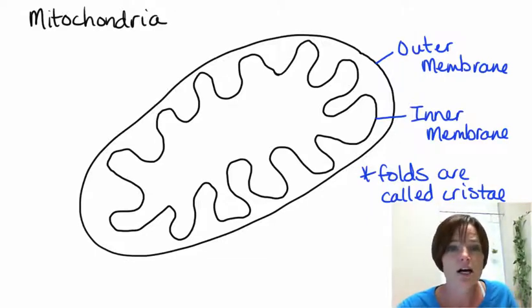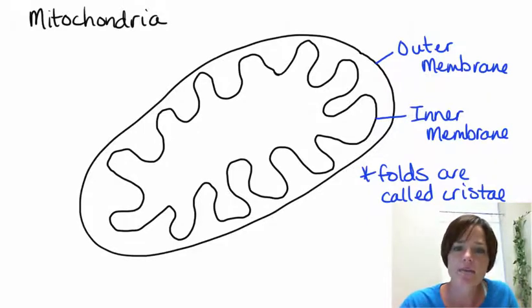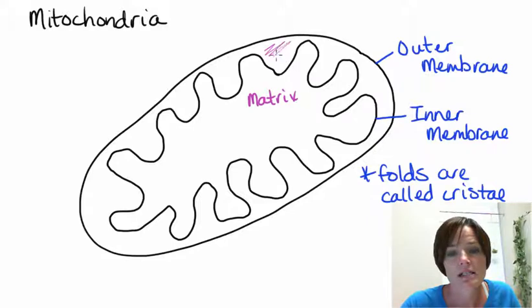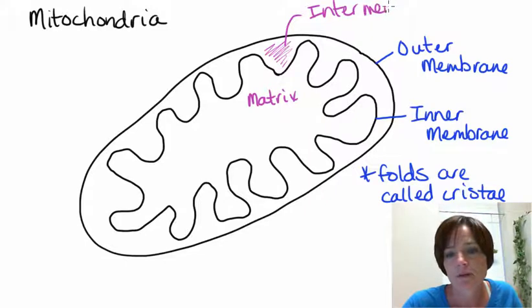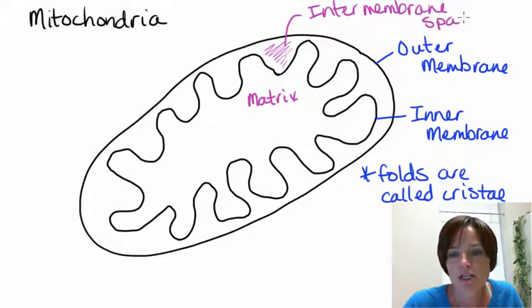Now with the mitochondria, because we have the two different membranes, that leads to us having two different fluid-filled compartments. If we label those compartments, the very inside compartment is what we call the matrix. And then in between the inner and the outer membrane, in this area right here, this is what we call the intermembrane space. And so we'll have different things happen in those two locations.